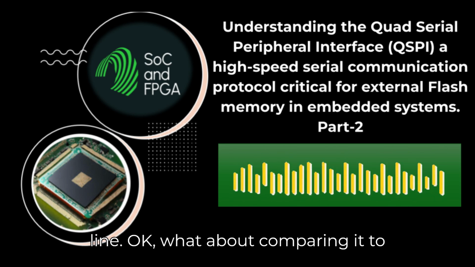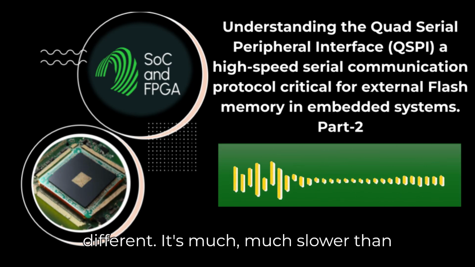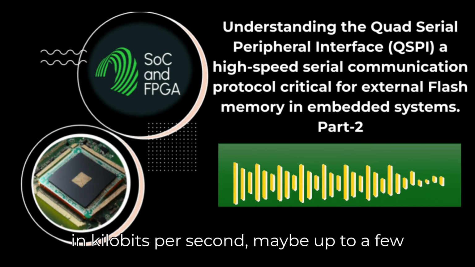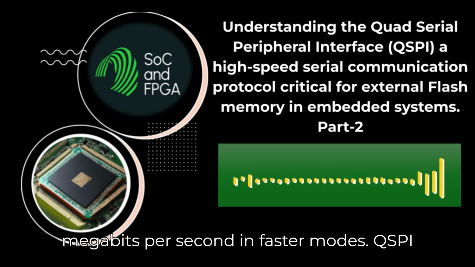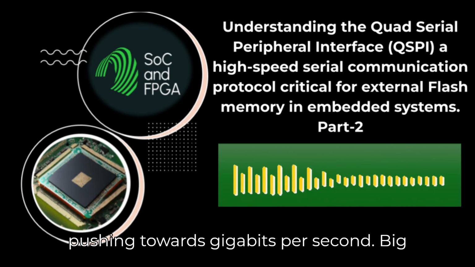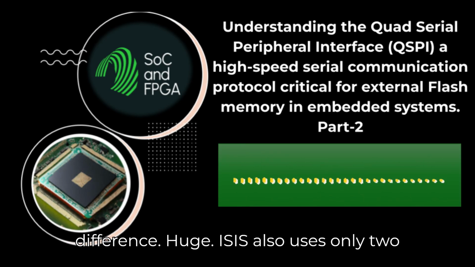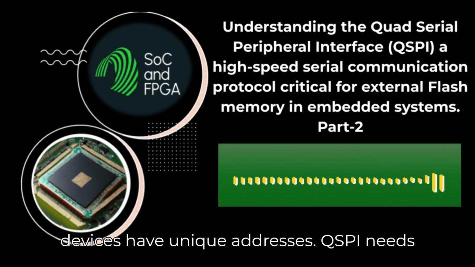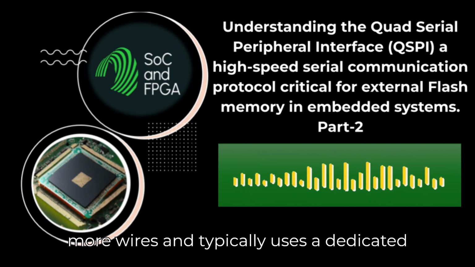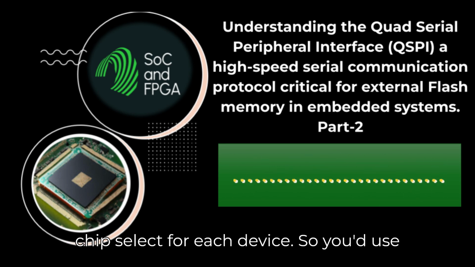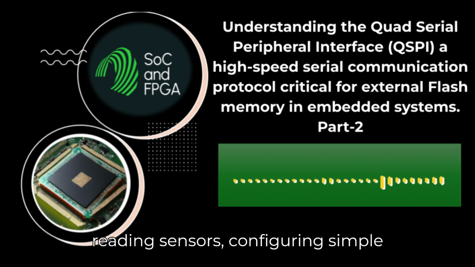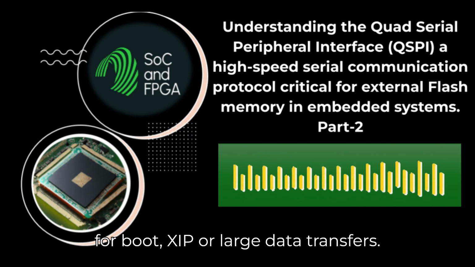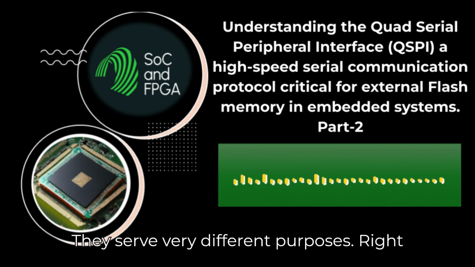Okay. What about comparing it to something like I2C? I2C is very different. It's much, much slower than QSPI. I2C speeds are usually measured in kilobits per second, maybe up to a few megabits per second in faster modes. QSPI operates in tens or hundreds of megabits, pushing towards gigabits per second. Big difference. Huge. I2C also uses only 2 wires, SDA and SCL, plus ground, and it's inherently a multi-device bus where devices have unique addresses. QSPI needs more wires and typically uses a dedicated chip select for each device. So you'd use I2C for low-speed control tasks, reading sensors, configuring simple peripherals. You use QSPI when you need high-speed access to memory, especially for boot, XIP, or large data transfers. They serve very different purposes. Right tool for the job.